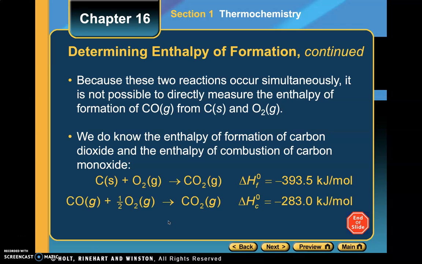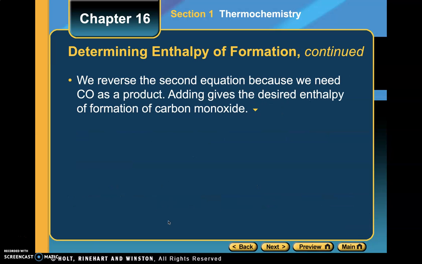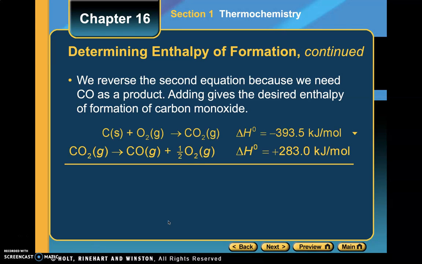Down below here, we see that we've got carbon monoxide reacting with oxygen to produce carbon dioxide as well. So obviously, I hope people look at this and recognize, oh, what are we going to have to do? We're going to have to flip one of those around, right? So there we go. We reverse the second equation. So now we can get rid of that carbon dioxide, right? And now what are we left with?